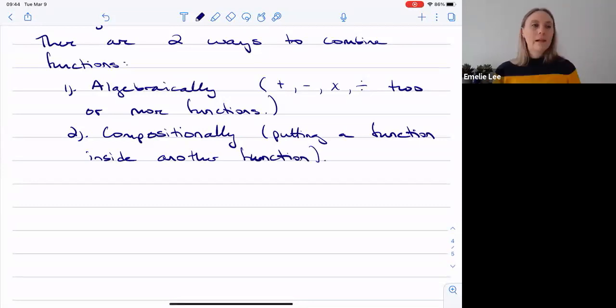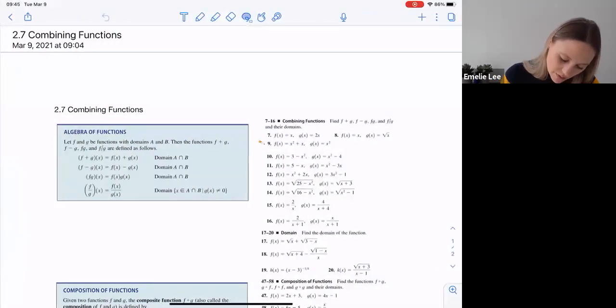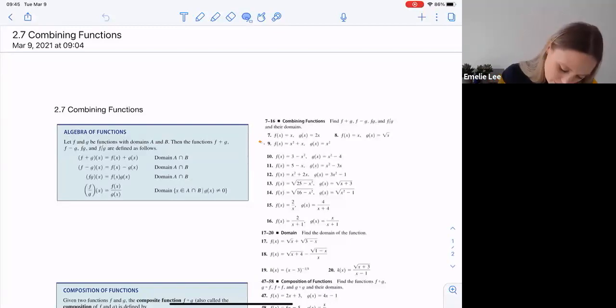So let's talk about algebraically first. It behaves the way that you expect it to. And we're also going to talk about the domains of these new functions, right? So your original functions, let's call them f and g, are going to have domains, the values of x that they can accept. Now, if I combine these into a new function, that new function is also going to have a domain. So we need to be able to find what that domain is going to be.